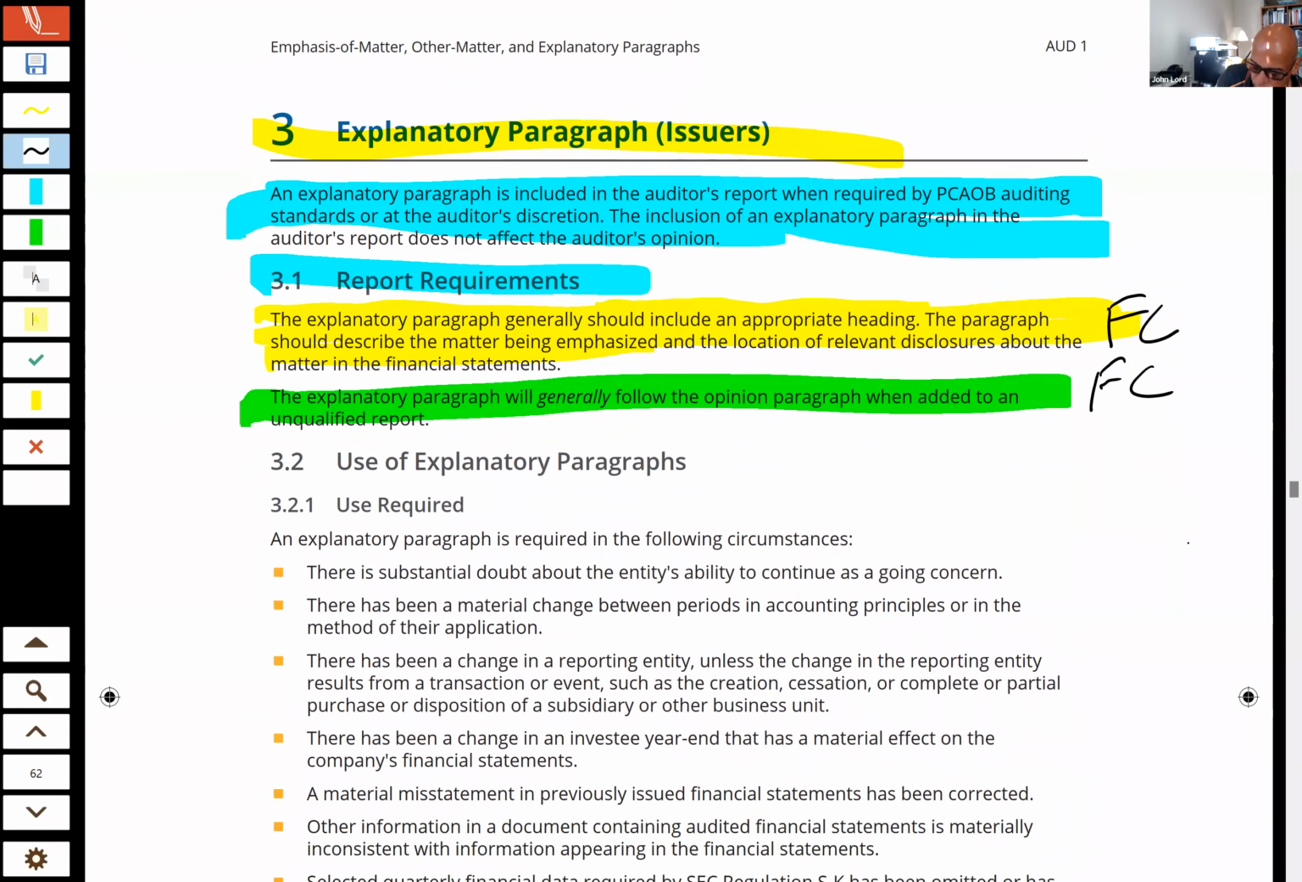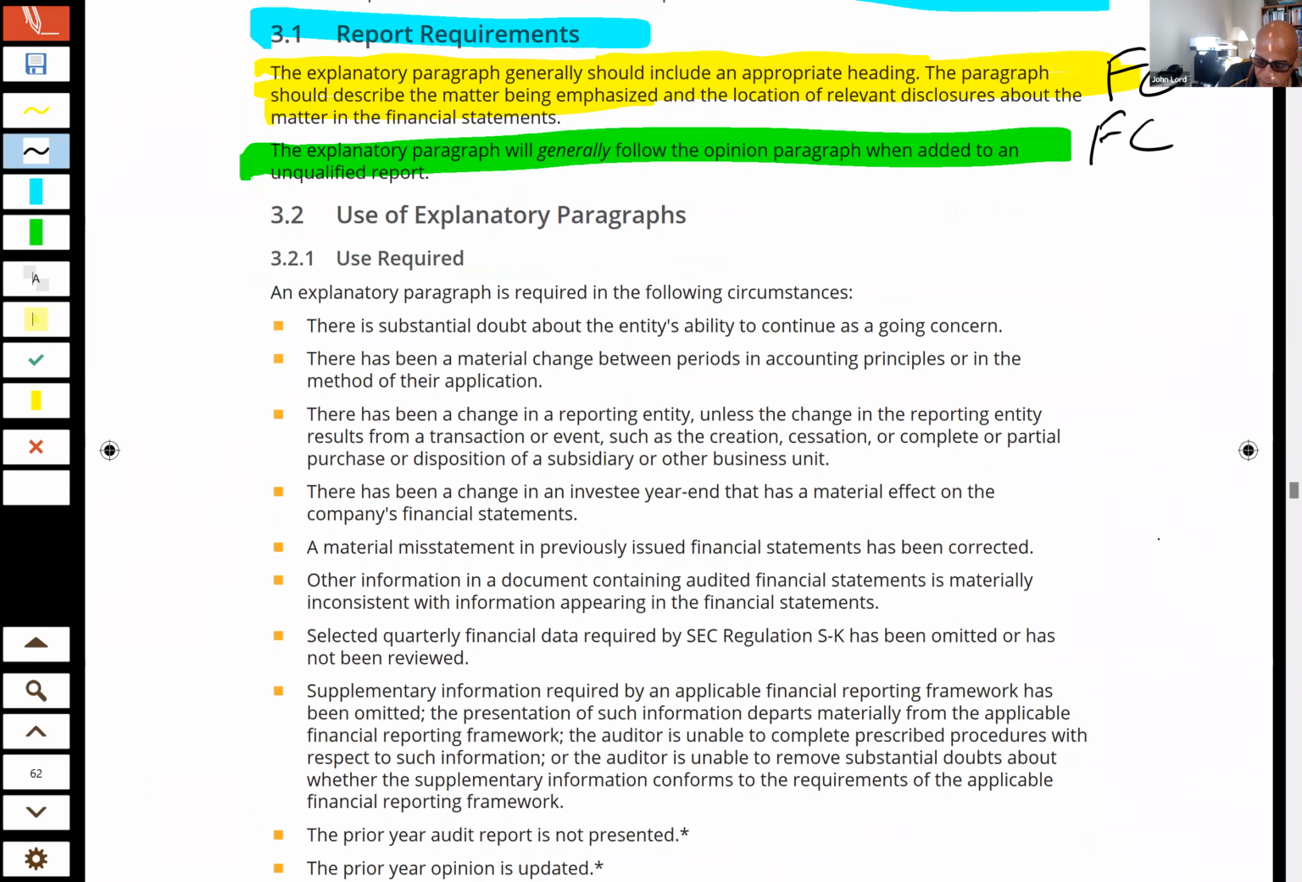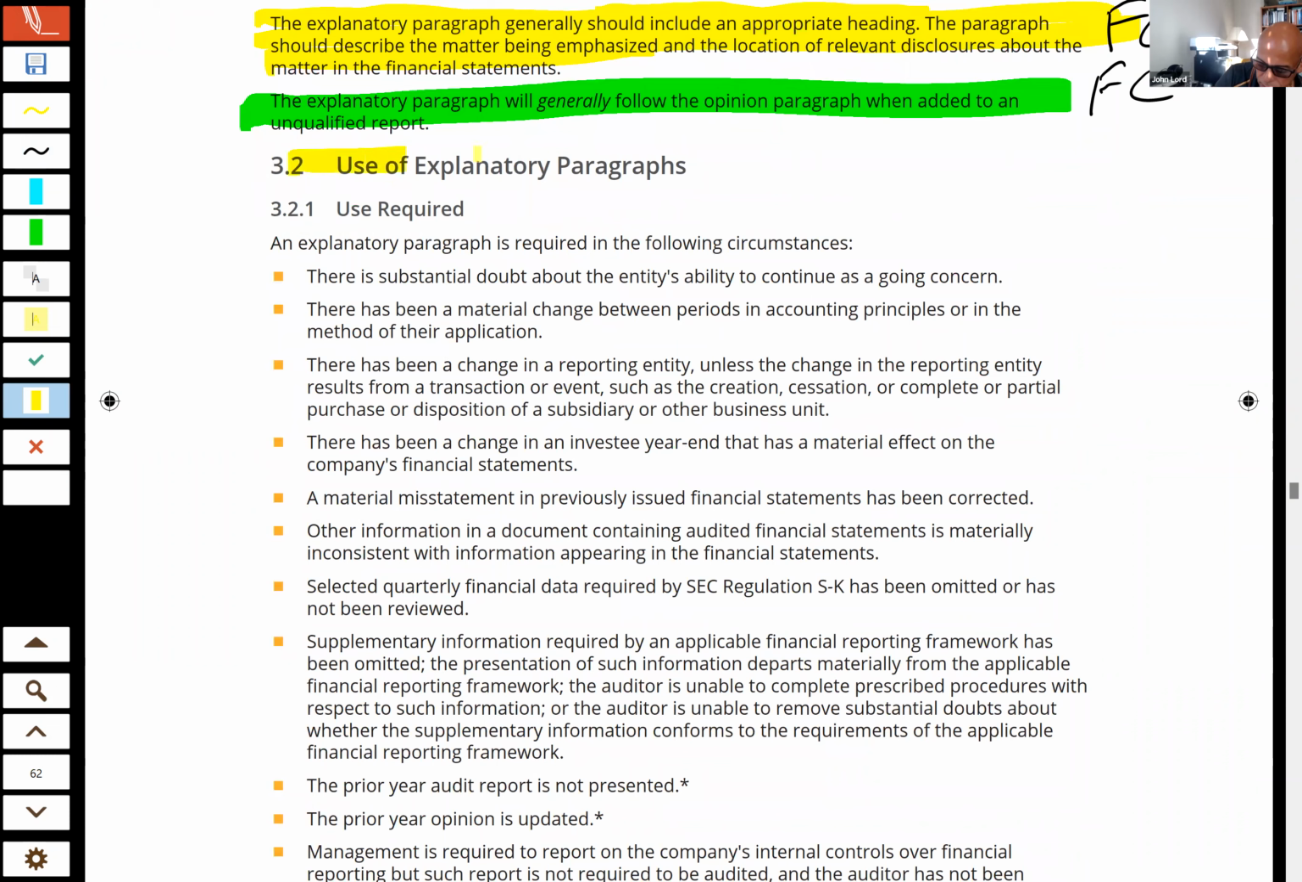Okay. Now, when is the use of the explanatory paragraph required? Let's take a look at that. If there's substantial doubt about the entity's ability to continue as a going concern, and we're going to look at going concern consideration in a later chapter, we are required, under both public and non-public companies, to see if we think the company will potentially go out of business in the next year.